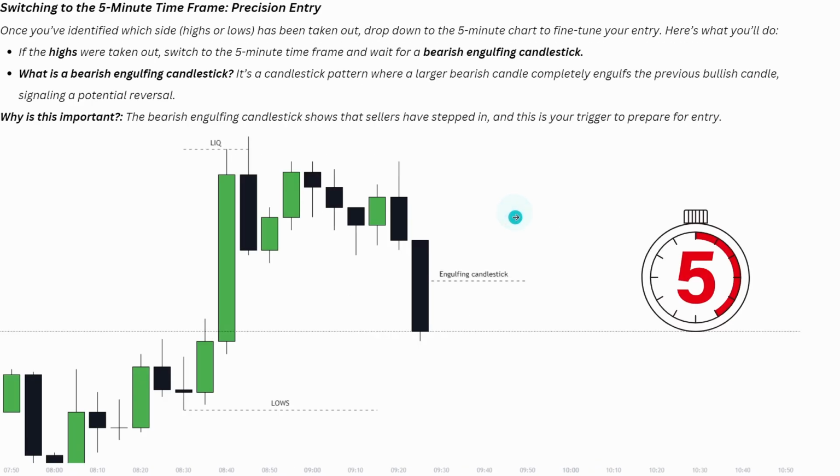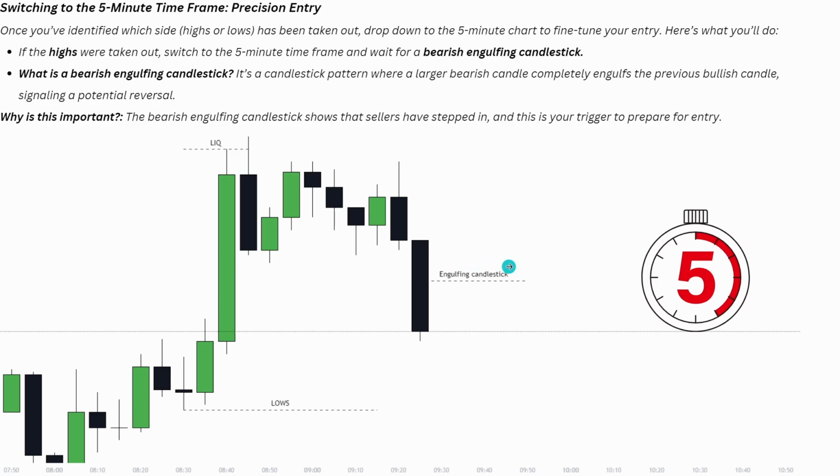Once we've figured out the bias, what we need to do is change our time frame. All of that was on the 15-minute time frame. Now we're on the 5-minute time frame. If the highs were taken out, we need to switch to the 5-minute time frame and wait for a bearish engulfing candlestick. That is the next move. What is a bearish engulfing candlestick?